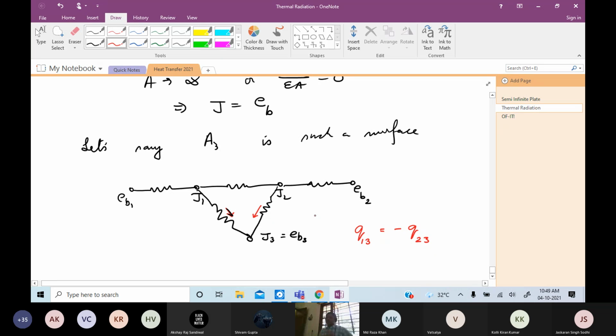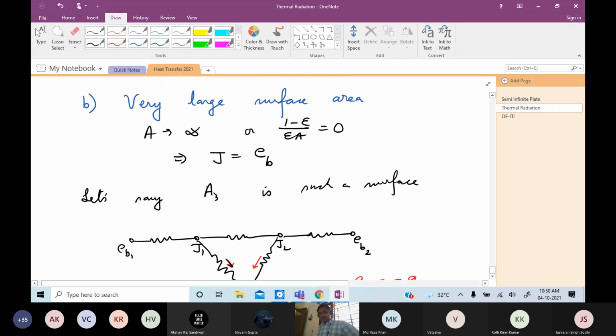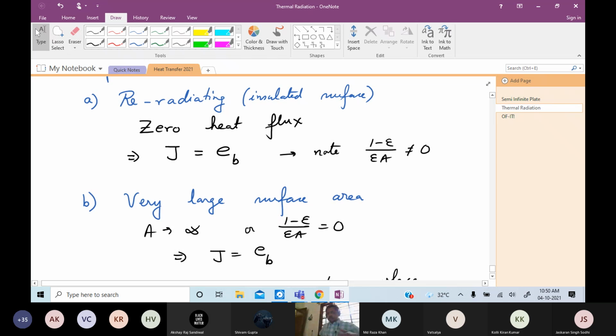Okay. So whenever you read a problem where surface 3 is a re-radiating surface, or an insulated surface, or surface 3 is much larger compared to A1 and A2, it means from a network analysis point of view, J3 equals EB3. Surface resistance is 0. But keep in mind, for a re-radiating surface, it essentially does not mean surface resistance equals 0. That's why I wrote here that (1 minus epsilon) over (epsilon A) is not equal to 0. But because the surface characteristic is such that nothing is getting absorbed or stored. Whatever comes, leaves.